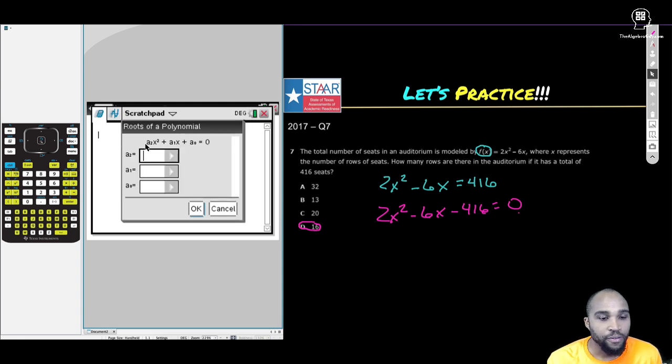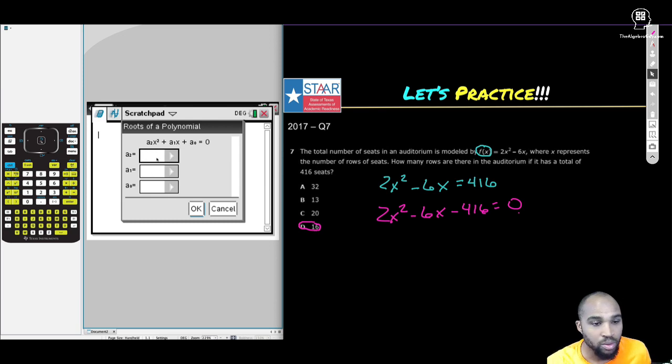And here they're asking for A, B, and C in essence. What is my A? What is my B? What is my C? Well, my A is going to be 2, and this is in standard form, by the way. My B is going to be negative 6, and my C is negative 416. All we're going to do is plug in those values where you see the A2, the A1, and A0. It's so simple. Let's see if it works out.